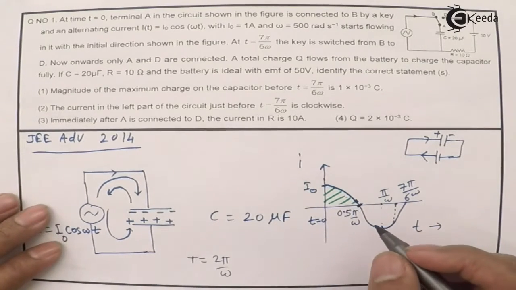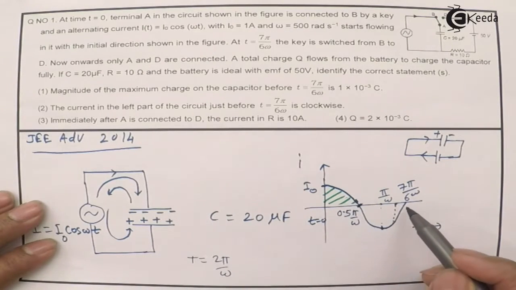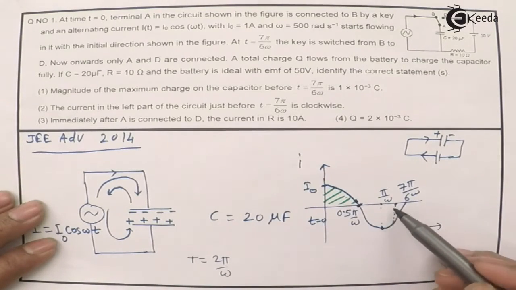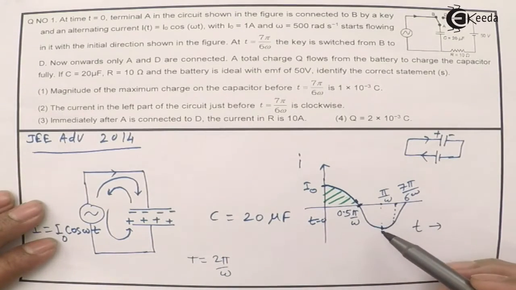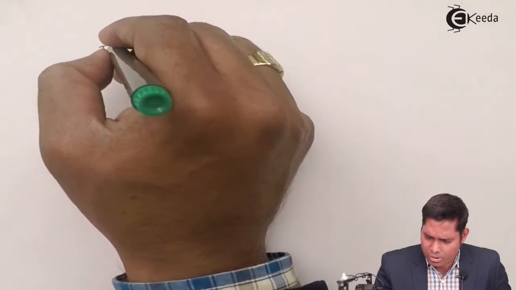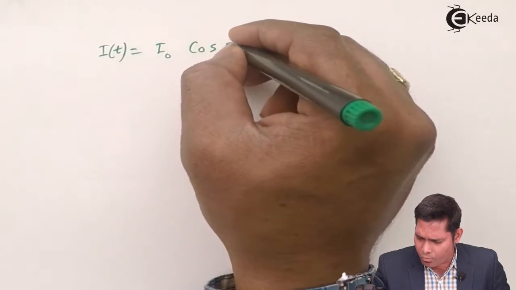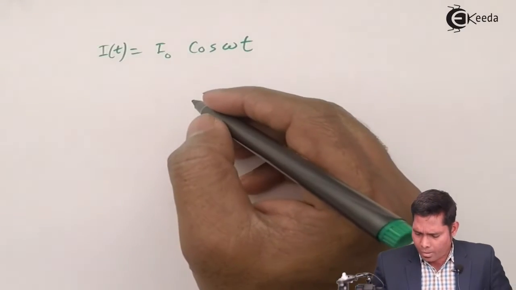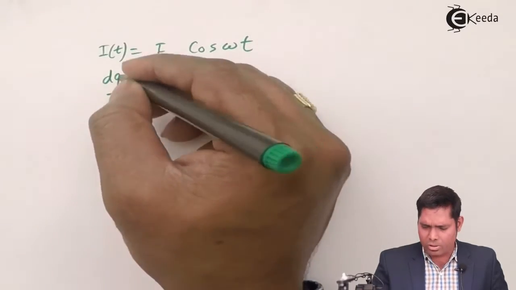So first of all, let us write the equation for the charge. What is the charge during this time? The total charge up to this time is the area under this curve. So let us move to that. We have the equation I equals I naught cos omega t. This is a function of time, the instantaneous current flowing in the circuit, and I is dq over dt. The current is the rate of flow of charge.